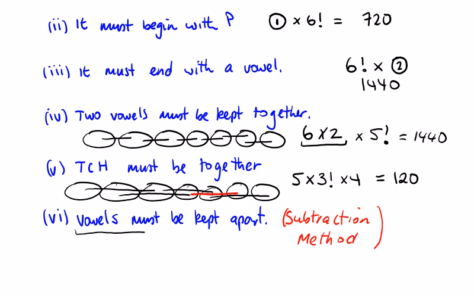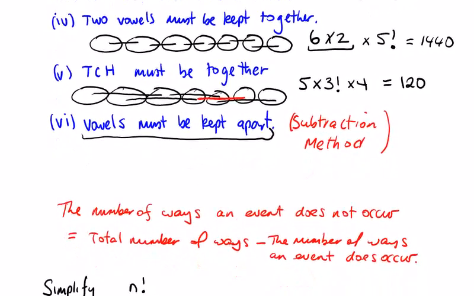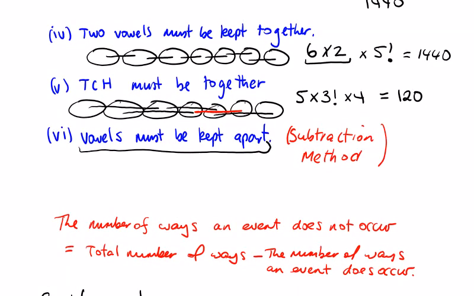Now, a really common question, the vowels must be kept apart. Now, this is the subtraction method, which I've written down here for you. Take this down. The number of ways an event does not occur is the total number of ways minus the number of ways that it can occur. Now, we know the total number of ways here, 7 factorial, is 5040. So that's the total number of ways. We've already worked out the number of places where the vowels are together, which was 1440. And if we take 1440 away from 5040, there's 3600 positions where the vowels are apart.